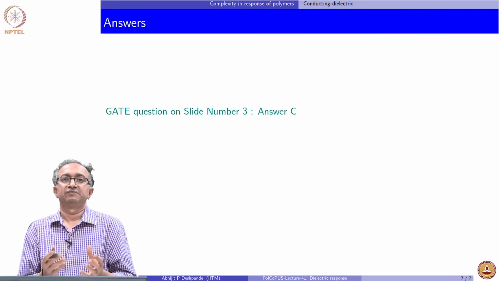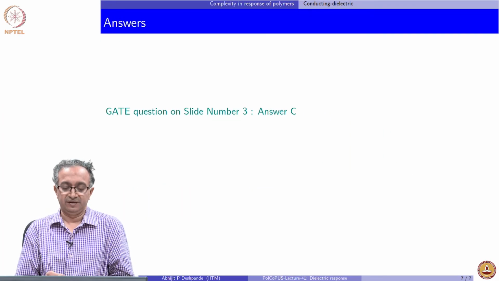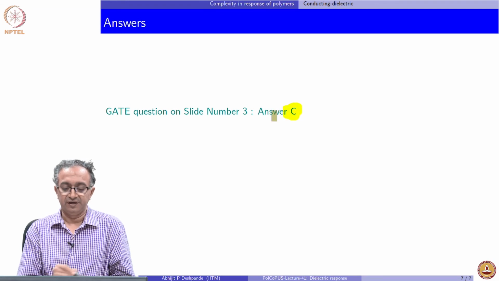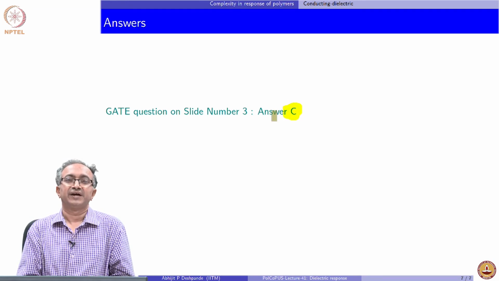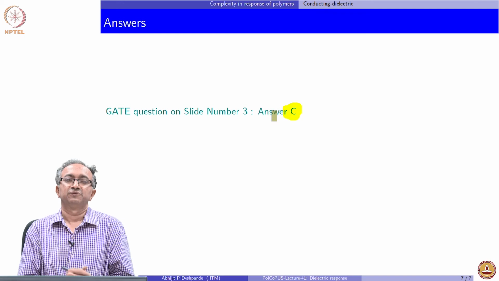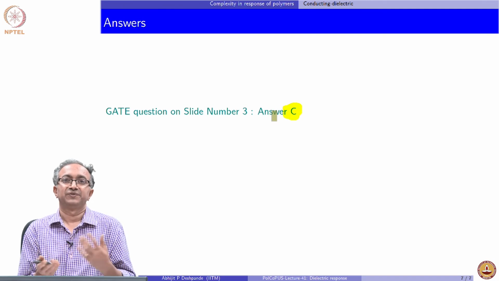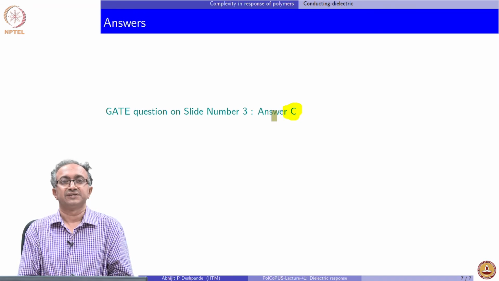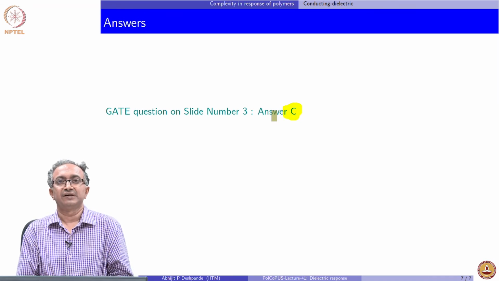With this we will close this lecture. On the question related to the conductivity of nylon, I am sure many of you would have been able to guess that it is of the order of 10 to the power minus 14, which is where many insulating materials' conductivities are. With this we will close this lecture.